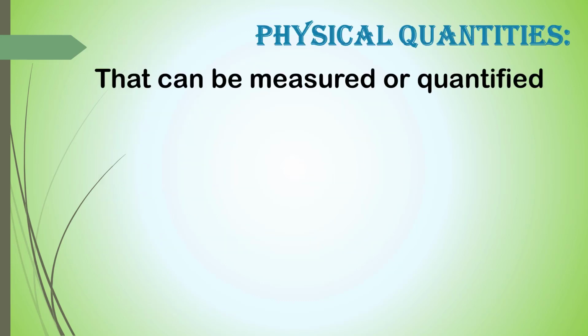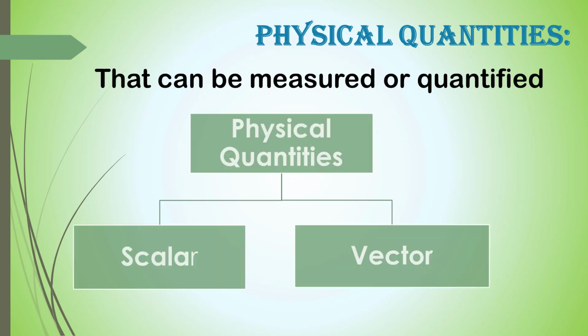Okay, so first we should know what physical quantities are, as we have already done in detail in chapter number 1. Physical quantities are those quantities that can be measured or quantified. All those quantities that can be measured are known as physical quantities. And if we are going to categorize these physical quantities, they can be categorized as scalars and vectors. So physical quantities can be divided into scalars and vectors.